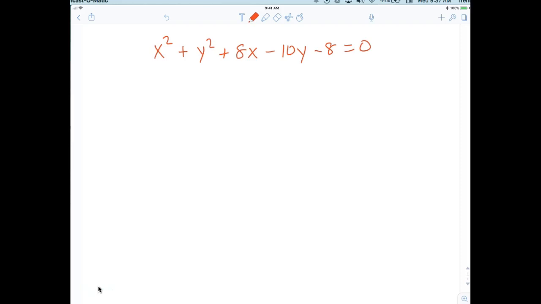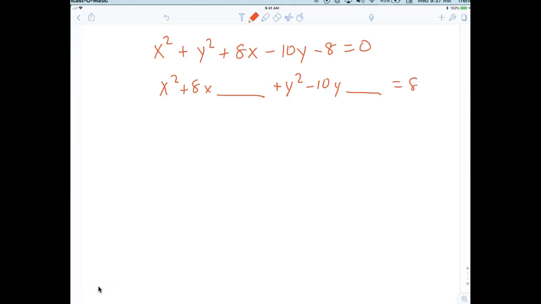Wait, but why isn't it 49? Here we go. Again, you're writing x squared plus 8x, leave yourself a spot, plus y squared minus 10y, leave a spot, equals h.